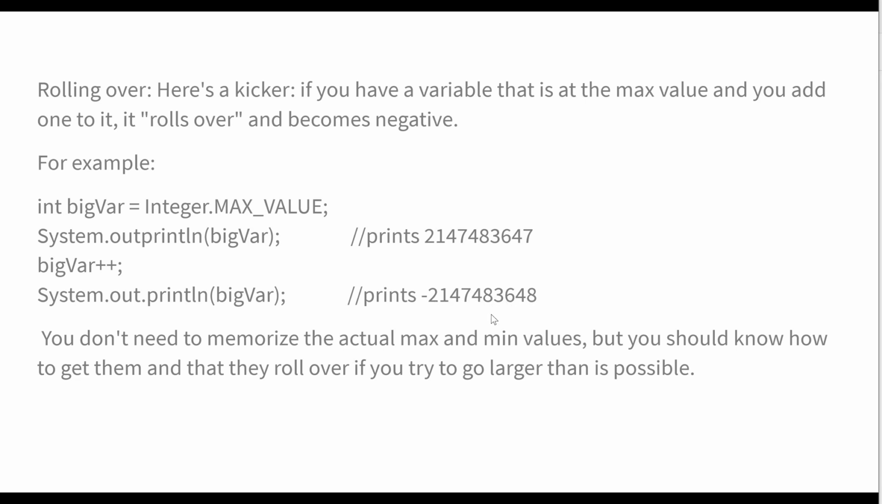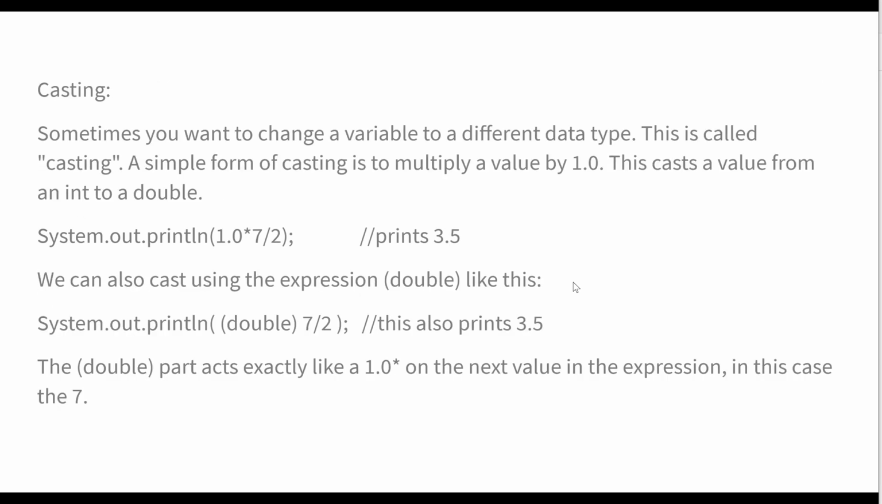That's the min value. So again, you don't have to memorize the actual maximum and minimum values, but you should know how to get them, which is this Integer.MAX_VALUE. And then you need to know that they roll over if you go too far. So that's that. I feel like I'm going really fast, but you can pause the video and then catch up on writing things down. So I'm going to go on.